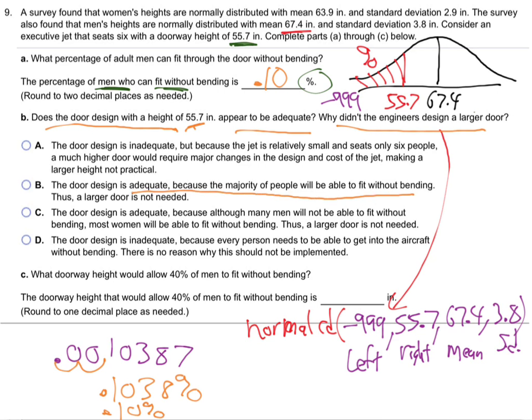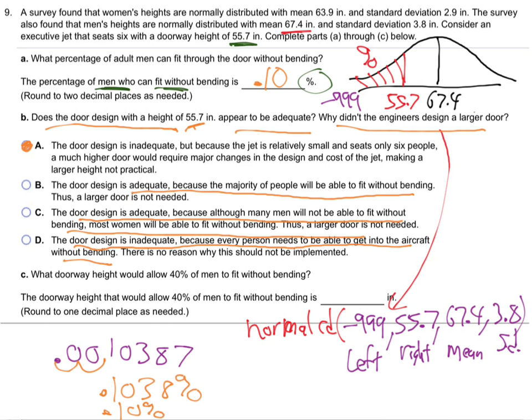No, that's not true, huh? The majority won't fit. The door design is adequate because although many men will not be able to fit without bending, most women will be able to fit without bending. I don't think so. The door design is inadequate because every person needs to be able to get in the aircraft without bending. I think it's okay to bend. That part's dumb, I think. I don't know. So, that's A, I guess.